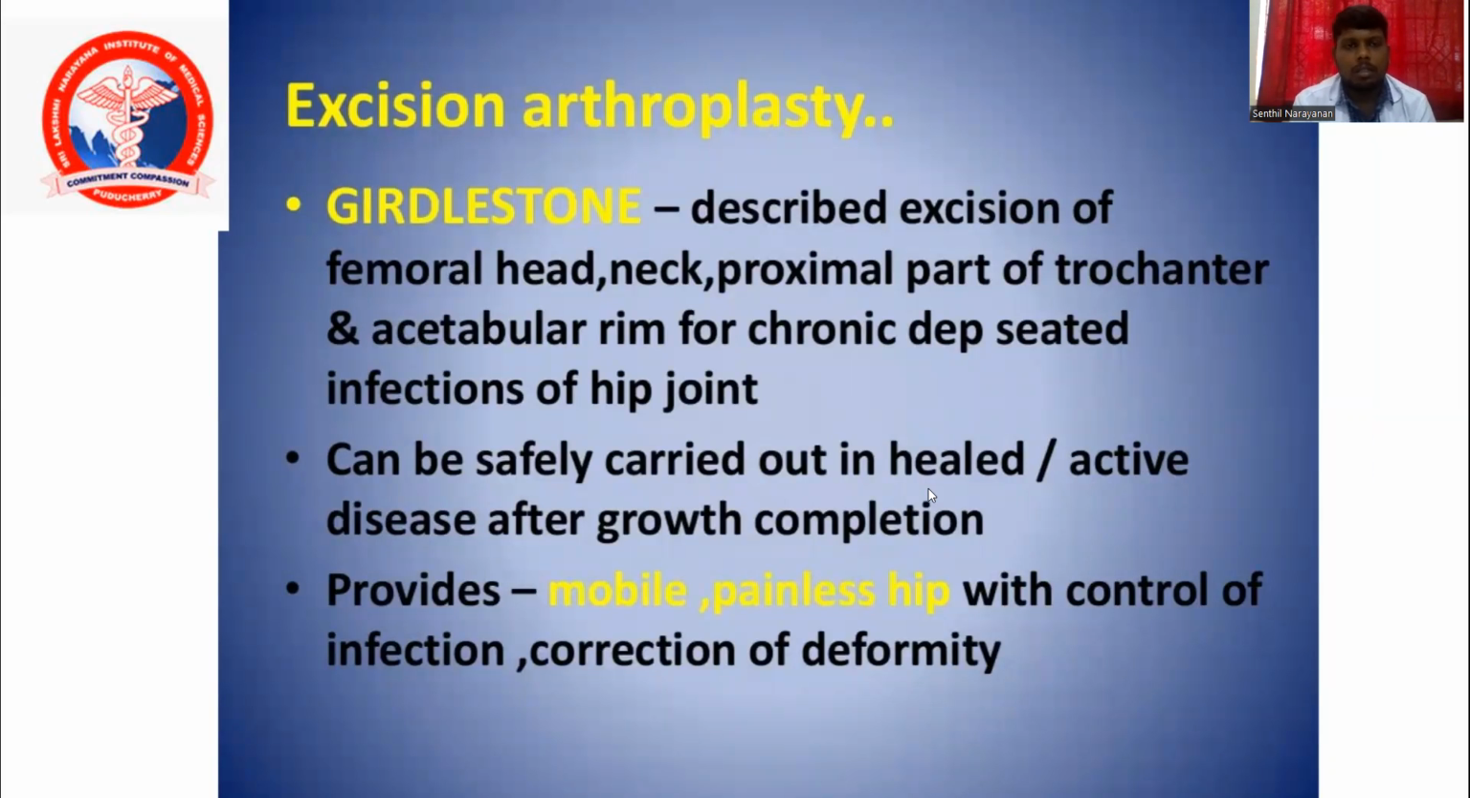Excision arthroplasty is rarely done nowadays. Girdlestone excision arthroplasty describes the excision of the femoral head, neck, and proximal part of the trochanter and acetabulum for chronic deep-seated infections of the hip joint. It can be safely carried out in healed or active disease after growth completion, and provides a mobile, painless hip with control of infection and correction of deformity.